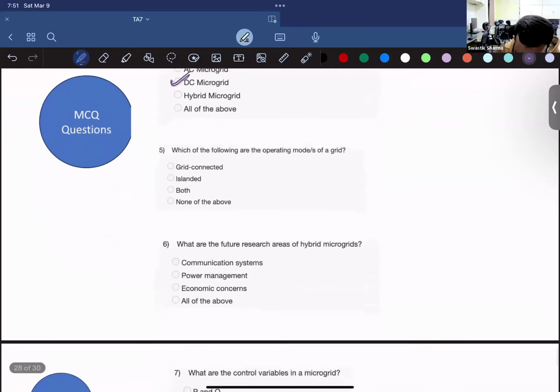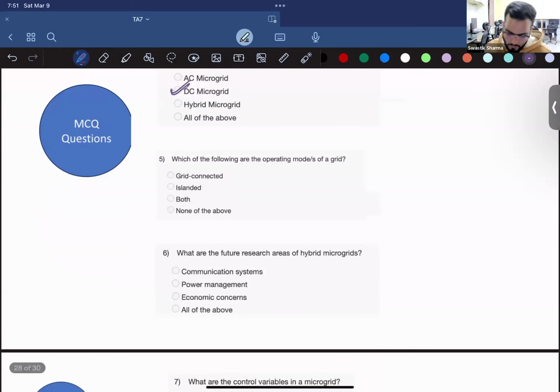Which of the following are the operating modes of a microgrid? This is very easy, right? This should be microgrid. So we can have both grid connected and islanded.